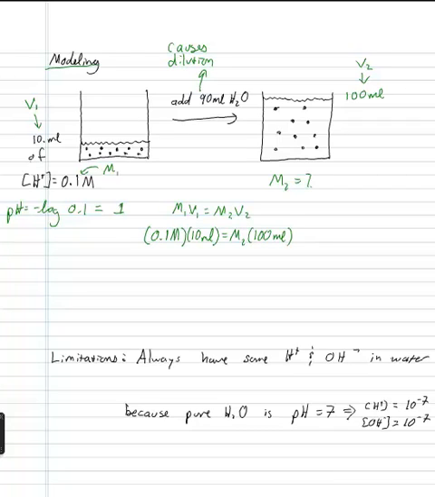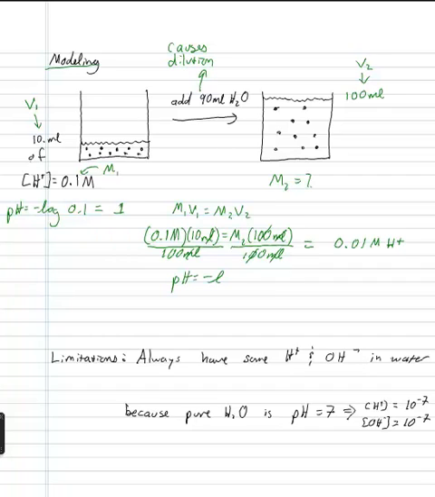And I can solve this algebraically. I divide both sides of the equation by 100 milliliters. Notice my units cancel out, and my hundreds cancel out. And I can calculate that value: 0.1 times 10 divided by 100 is equal to 0.01 molar H plus.